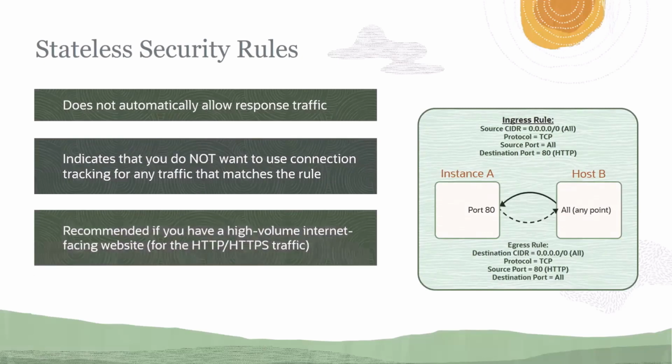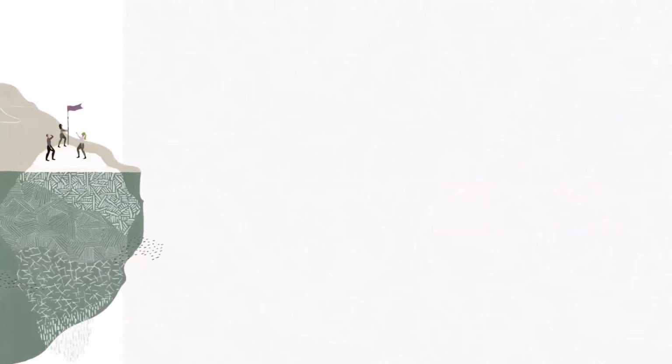So what is the use case for a stateless security rule? When will you use it? It is recommended if you have a high volume internet facing website, and the typical scenario is for HTTP and HTTPS traffic. That marks the end of this lesson on network security groups.